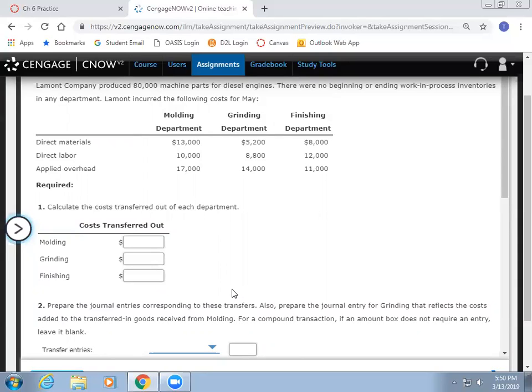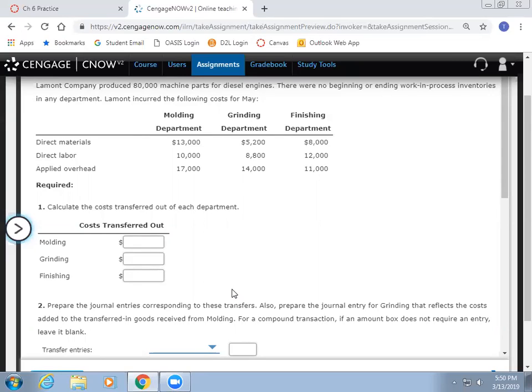So first they go through molding, then they're transferred to grinding. From grinding, they go to finishing. So this is common with process costing, that we'll have more than one work in process account. So when it's talking about calculating costs transferred out, well, again, there's no beginning or ending work in process, so we don't have to balance anything, right?